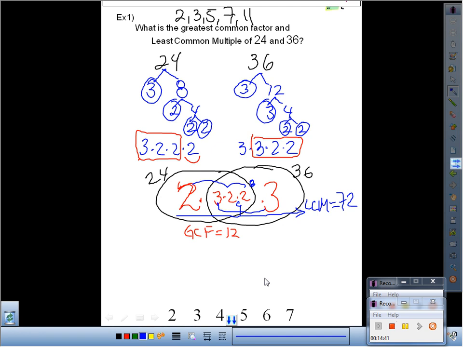Now let me show you a shortcut in case you don't want to do all that multiplication. Watch. Look up. What was left over for 24? The 2. If I multiply that times the other number, what's left over here for the 36? Let me multiply times the other number.